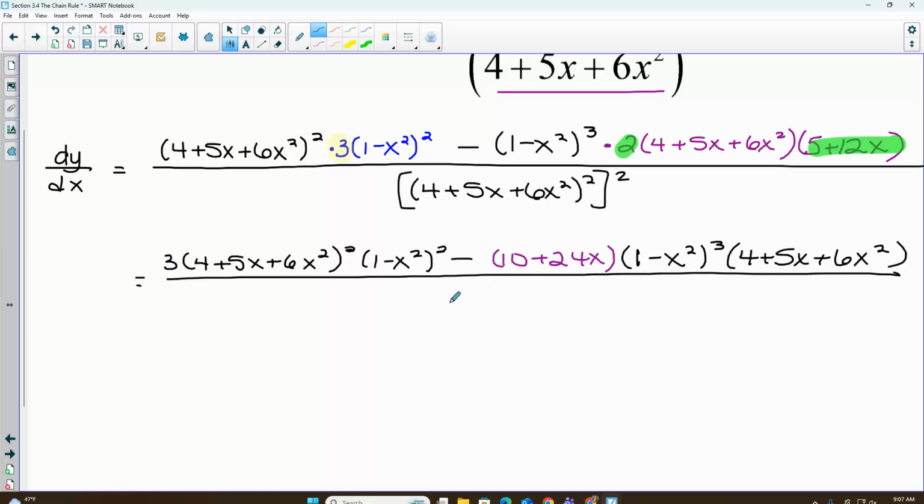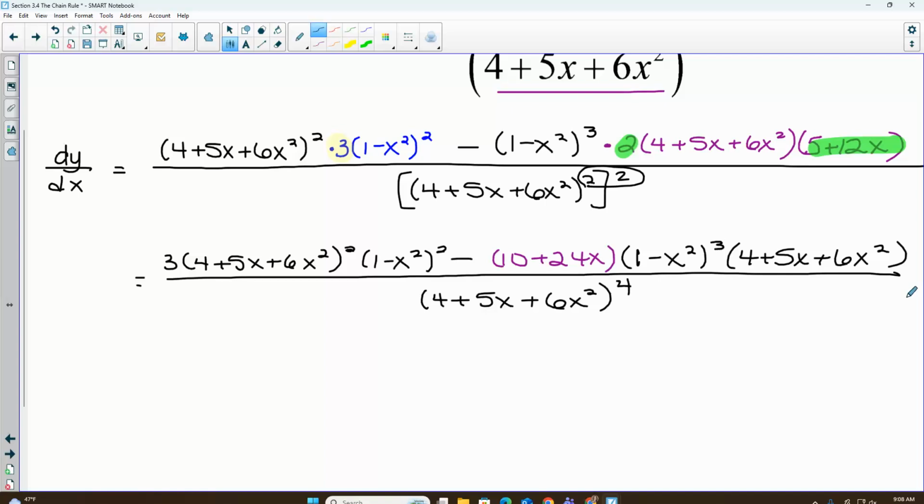In the denominator, this becomes 4 plus 5x plus 6x squared to what power? That square is in the parentheses, so you just, yeah, to the 4th. You multiply those two, power to the power. All right, there is one more thing I would expect on this one. Does anybody see what it is?